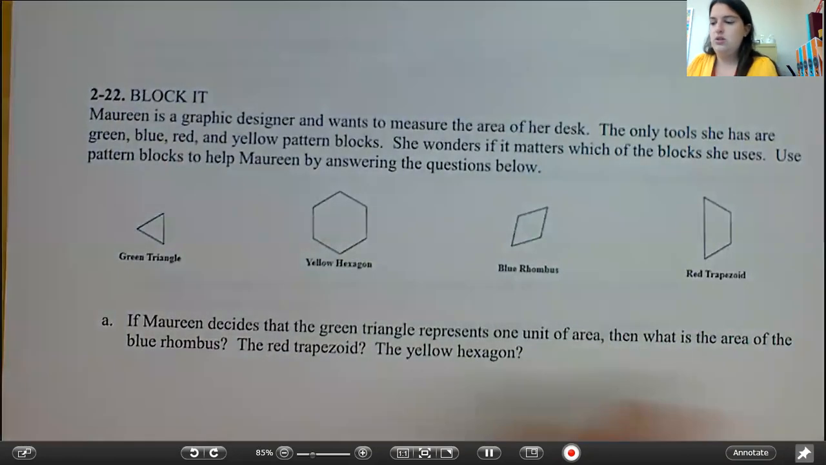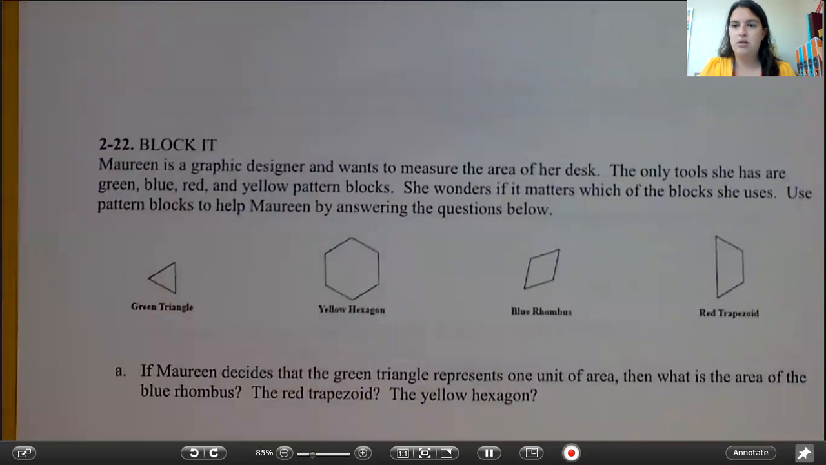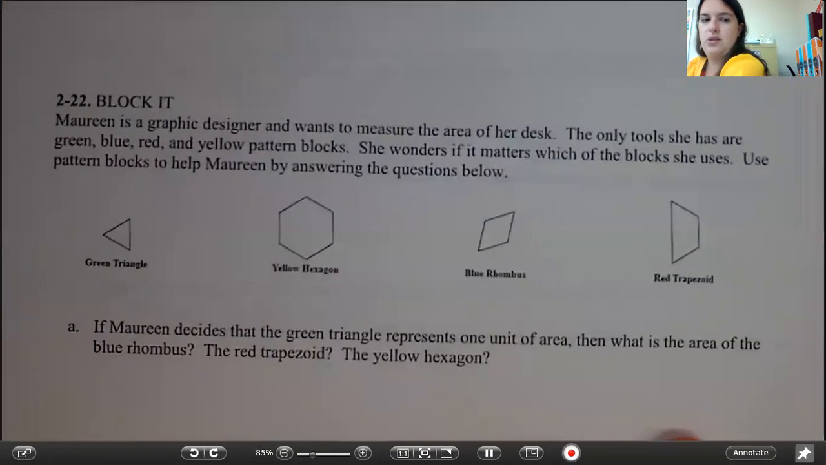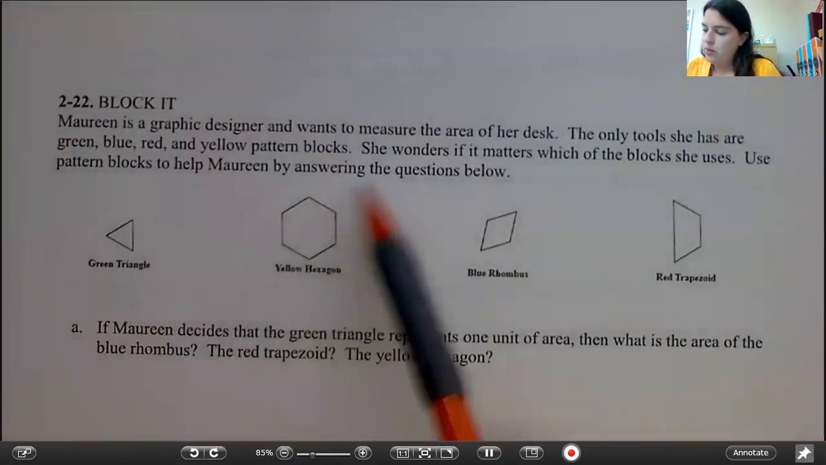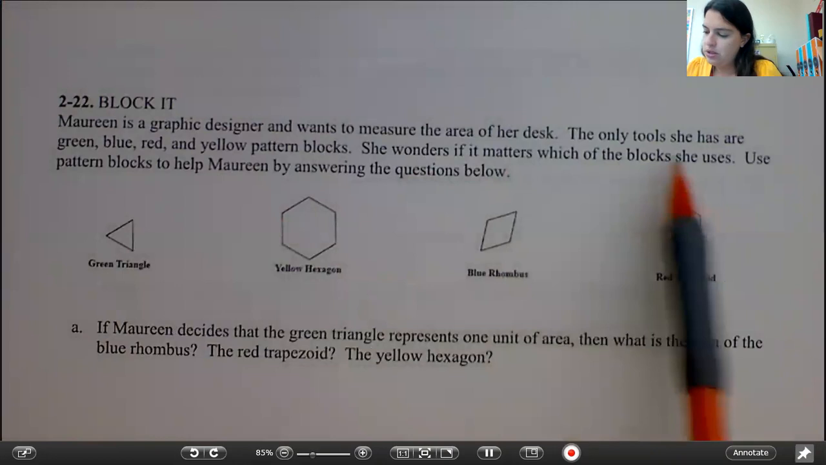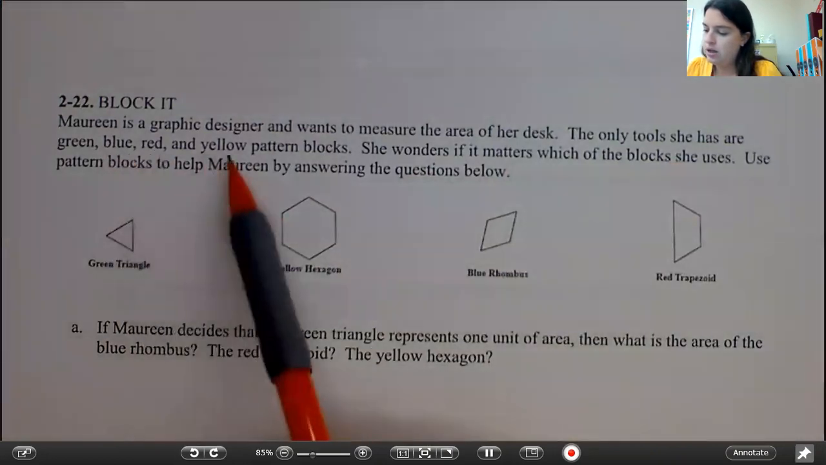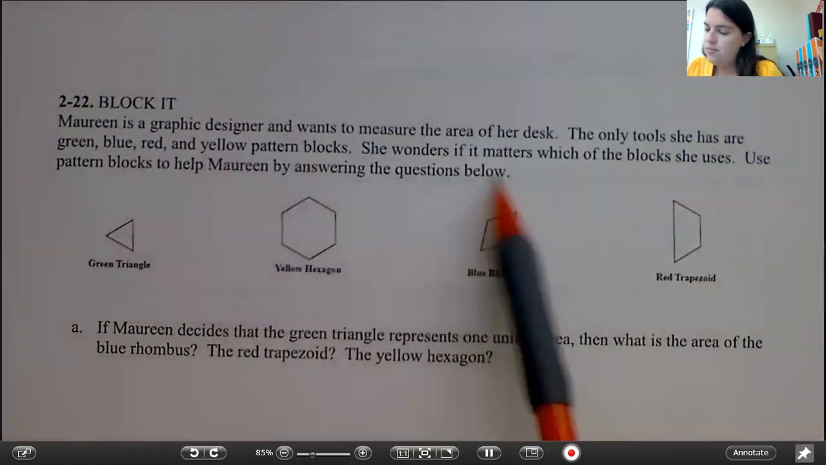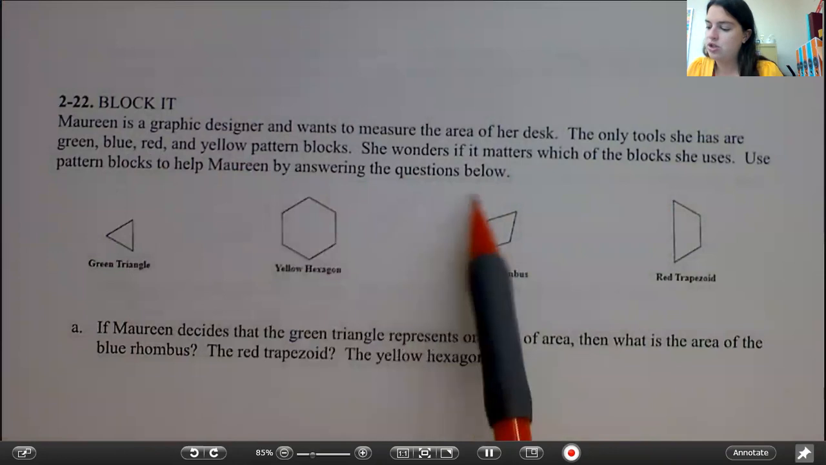Okay, 222 is titled Block It. Maureen is a graphic designer and wants to measure the area of her desk. The only tools she has are green, blue, red, and yellow pattern blocks. She wonders if it matters which of the blocks she uses. Use pattern blocks to help Maureen by answering the questions below.